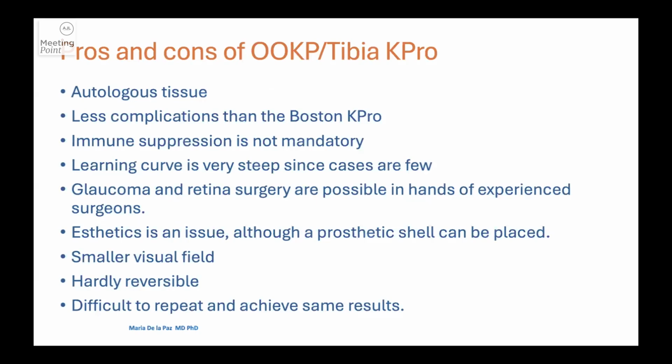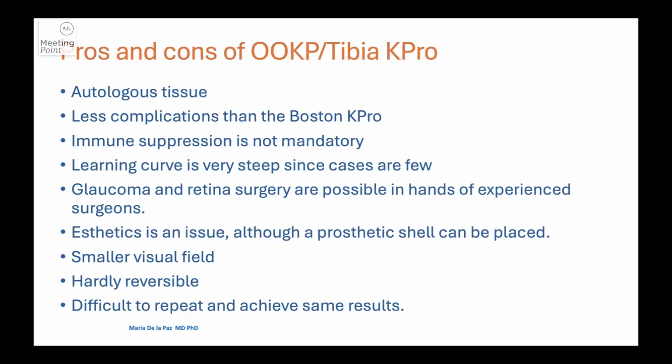So what are the advantages and disadvantages of your OOKP and Tibial KPro? First, it is autologous tissue, so you have less chance of the eye giving an inflammatory reaction. And being that, you have fewer complications than the Boston KPro. Immune suppression is not mandatory, although if the patient is young and has an autoimmune disease, I prefer that the patient be immune suppressed. The learning curve is very steep since cases are few. Glaucoma and retina surgery are possible in the hands of an experienced surgeon if you already have an osteo-odonto or Tibial KPro in place, and then you have retinal detachment or glaucoma.